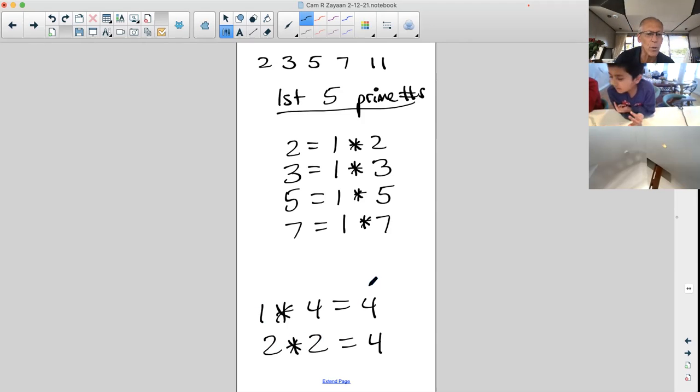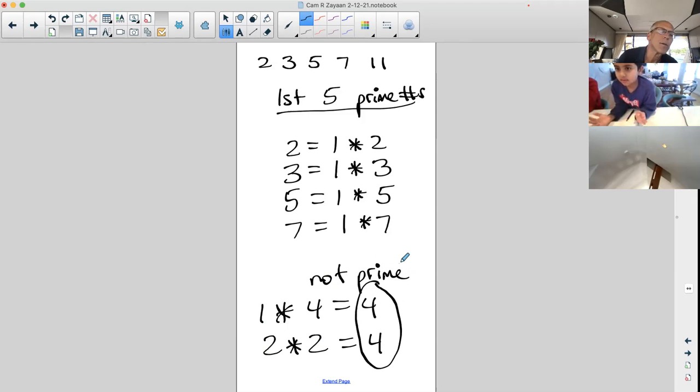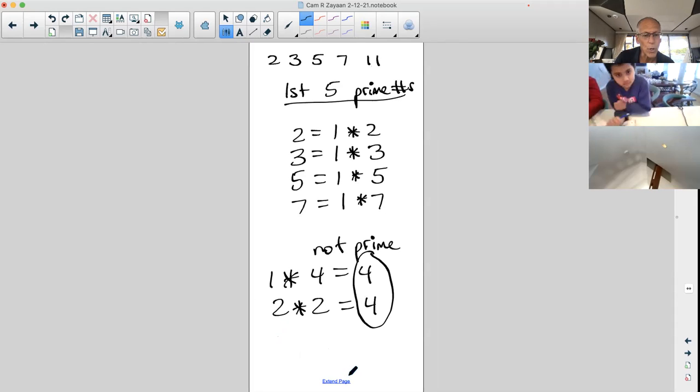Because if you do. Go ahead. Because if you times anything with 2, it's going to be like plusing because you're adding 2 numbers together. That's exactly right. Now, the reason why the number 4 is not prime is because not only can you do 1 times 4, but you can also do 2 times 2.